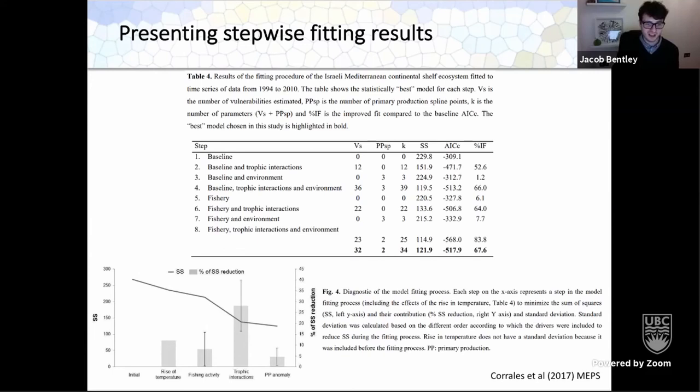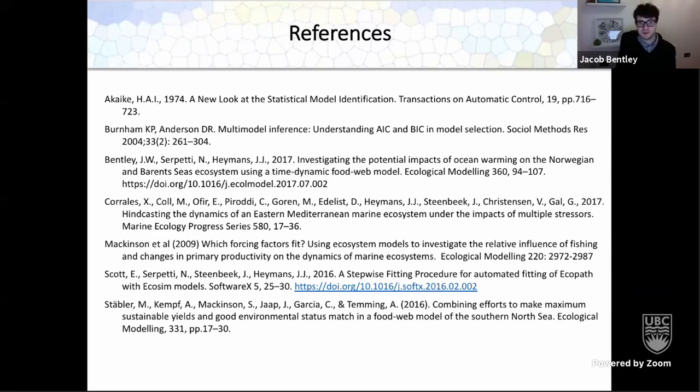And then in the bottom left, there's a graph of how adding these different components to the fitting process helped reduce the sum of squares over time. So you can see that the sum of squares reduced pretty drastically with the addition of trophic interactions, which seems to be quite important for that model. So the addition of vulnerabilities to the model fit. And there are some references included as well if you want to read more about that.